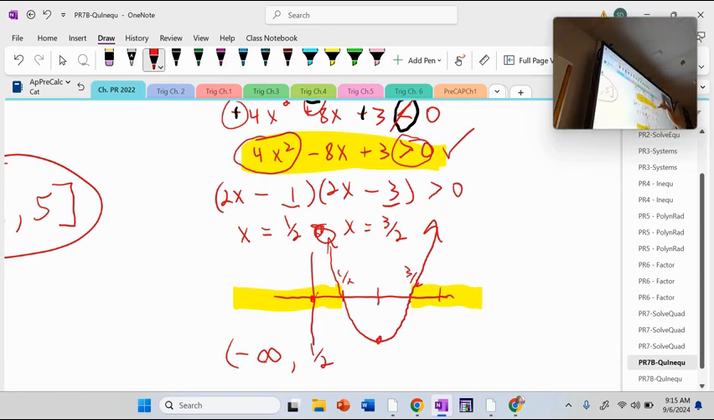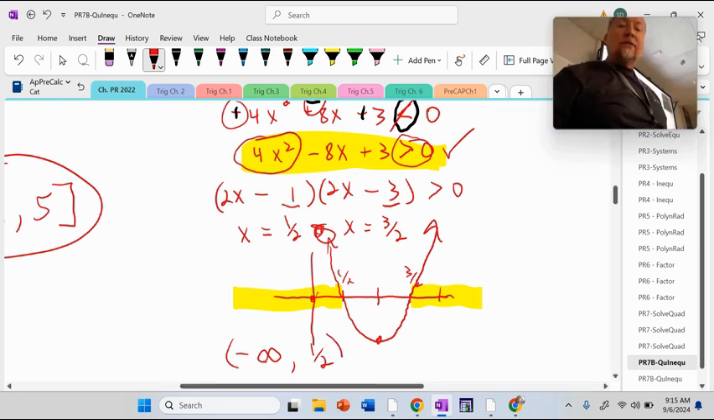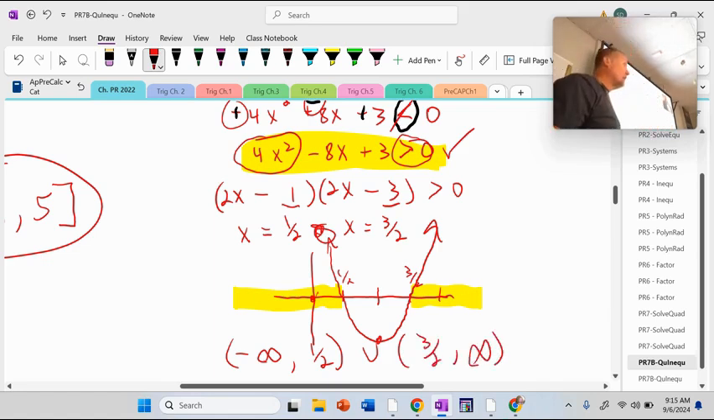Parenthesis. Why? What is 1/2? It makes the 0, and 0 is not greater than 0. So 1/2 is not a solution. Union that with 3/2 to infinity. Got it? Got it? Got it? Okay.